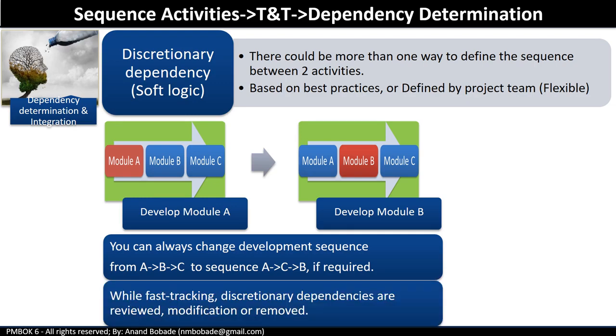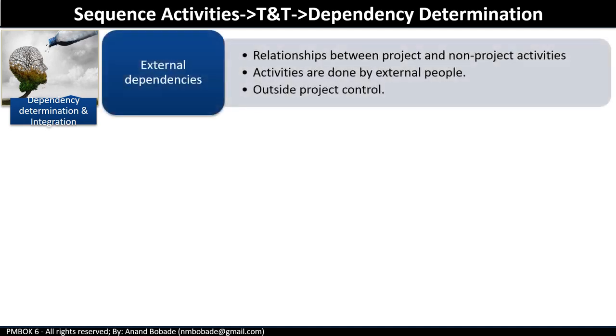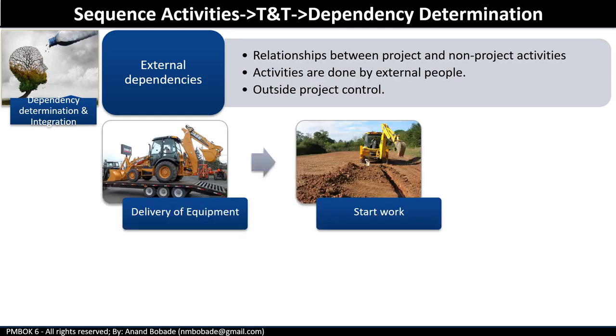When fast tracking techniques are employed, these discretionary dependencies should be reviewed and considered for modifications or removal. Of course, it depends on the scenarios, a situation. External dependencies. These are the dependencies that are usually outside of project team's control. Generally, these are non-project activities done by external party. For example, you have a project activity to dig an area to lay the pipeline using a rented machine. In this case, your activity is dependent on the external party's activity, that is deliver machine, and you have no control over it.